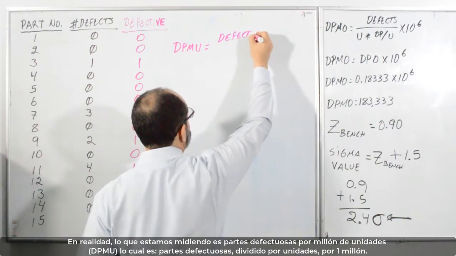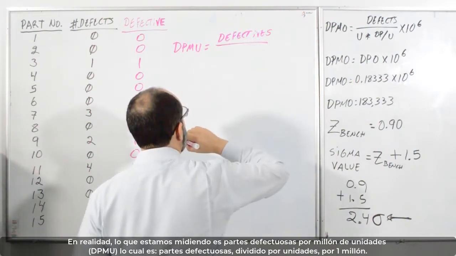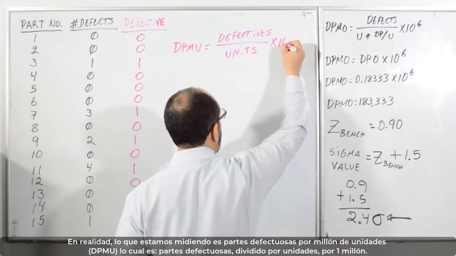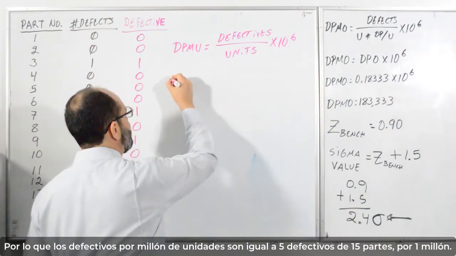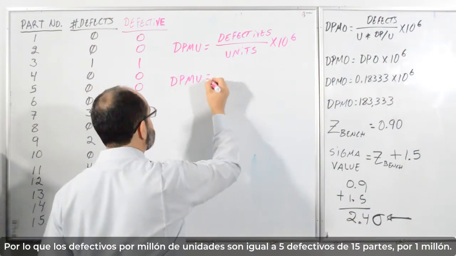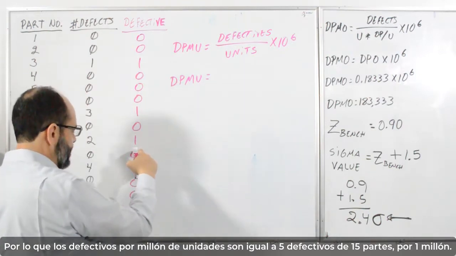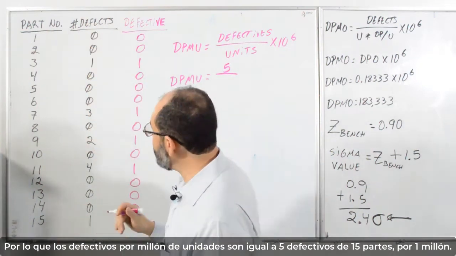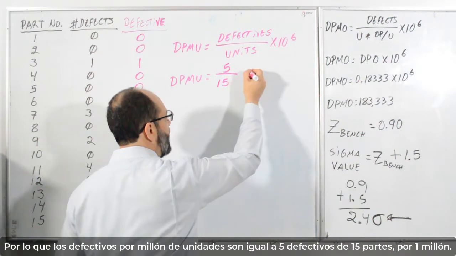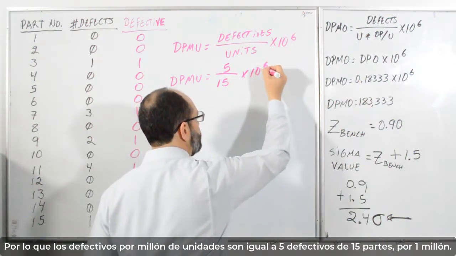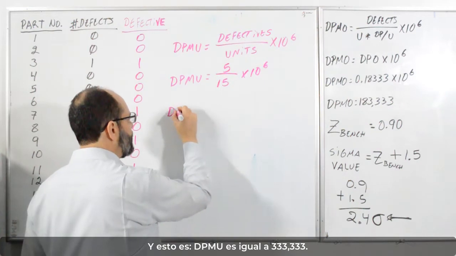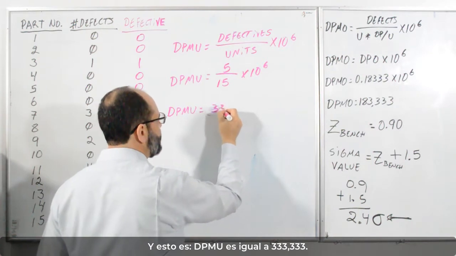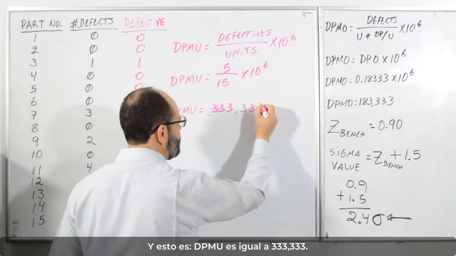In reality, what we should measure is defective parts per million units, which is defective parts divided by units times 1 million. So the defective per million units is equal to 1, 2, 3, 4, 5 defective parts out of 15 parts times 1 million. And that is defects per million units equal to 333,333.